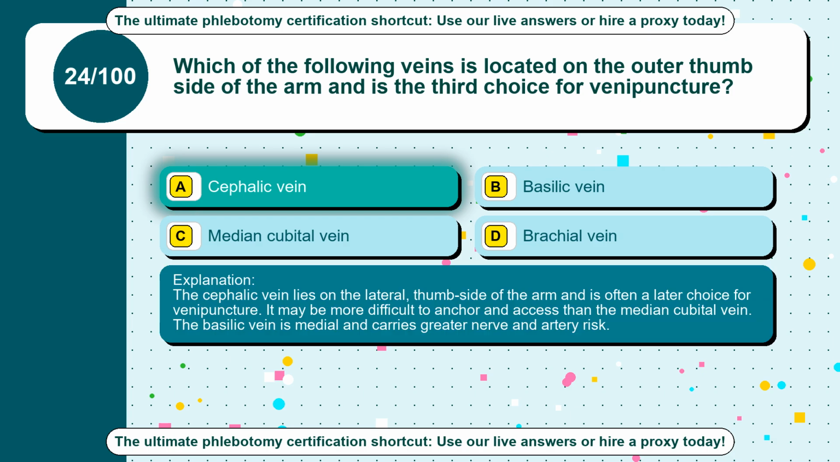The cephalic vein lies on the lateral, thumb side of the arm and is often a later choice for venipuncture. It may be more difficult to anchor and access than the median cubital vein. The basilic vein is medial and carries greater nerve and artery risk.